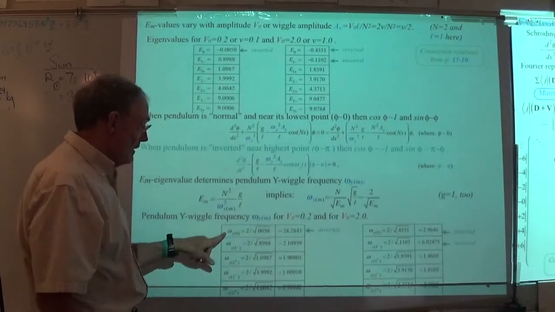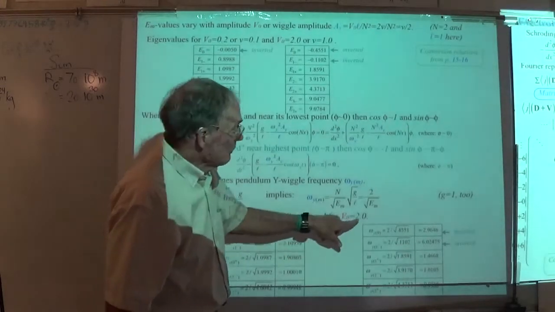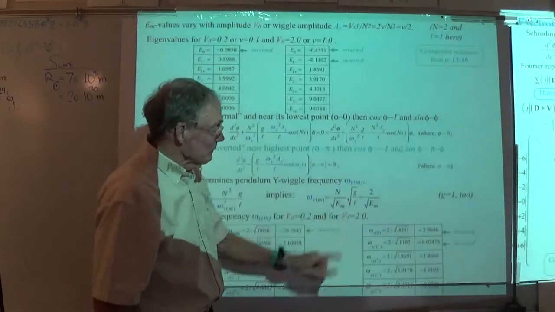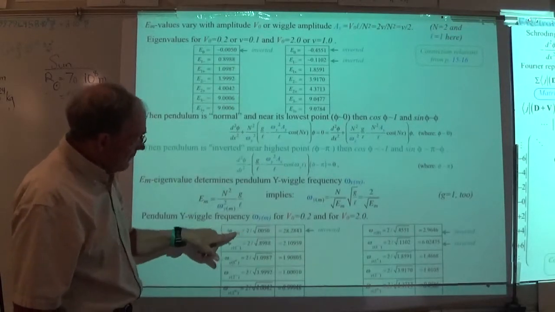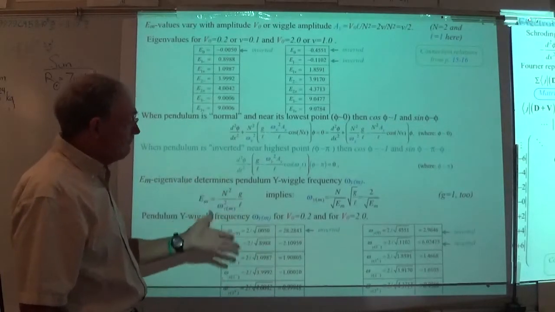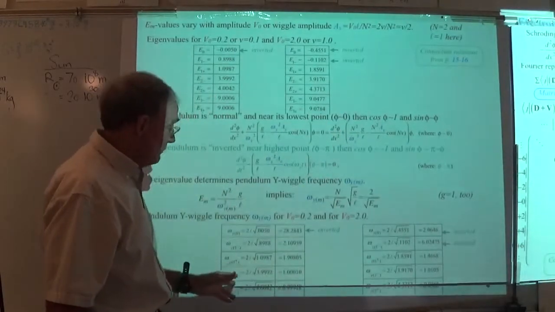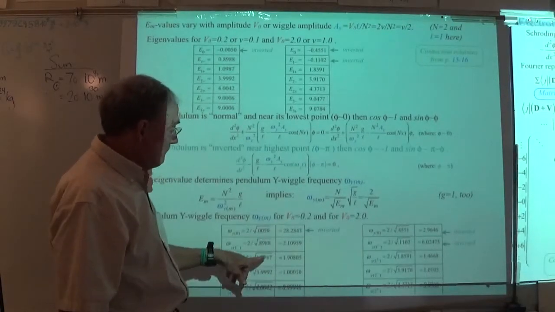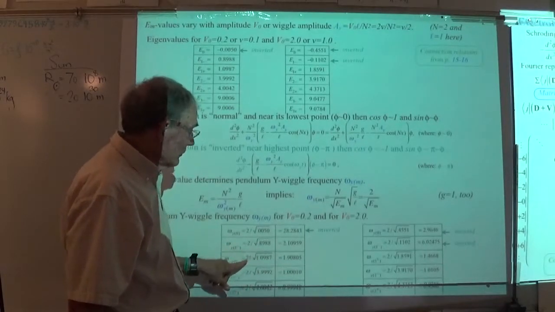That's so weird. In any case, this is for 0.2 and 2.0 amplitude, so a very small perturbation and then a fairly sizable one is being shown here. And here are the actual frequencies that we're going to set on a simulation of the pendulum, the inverted pendulum, that will show what's happening. So let's take a look at some of those.